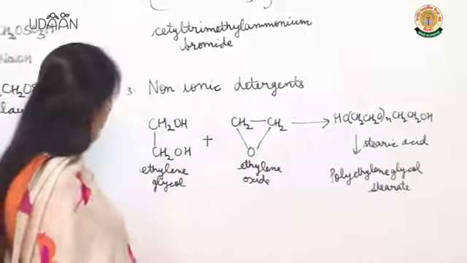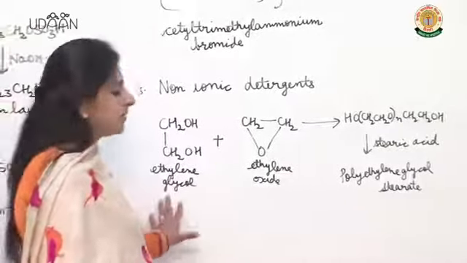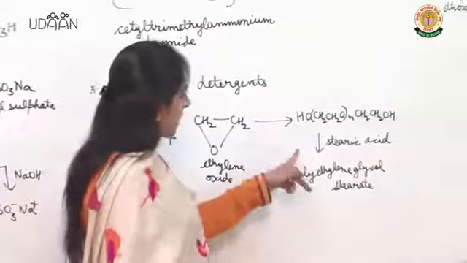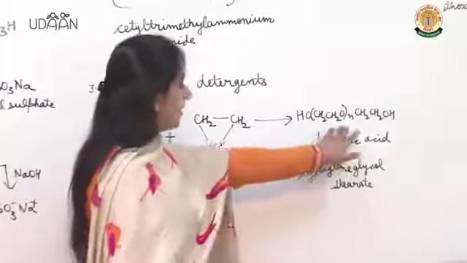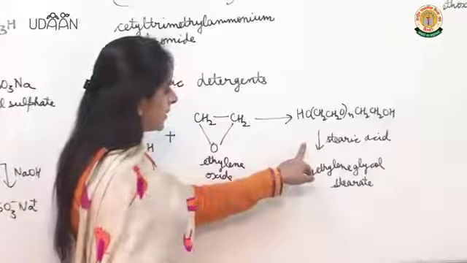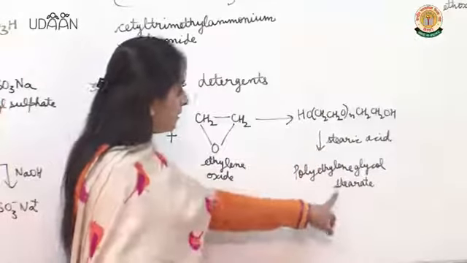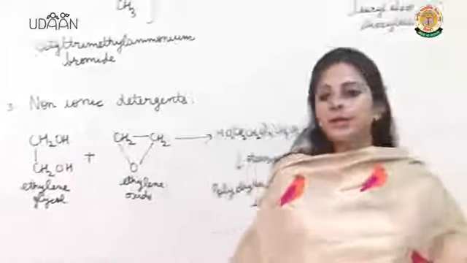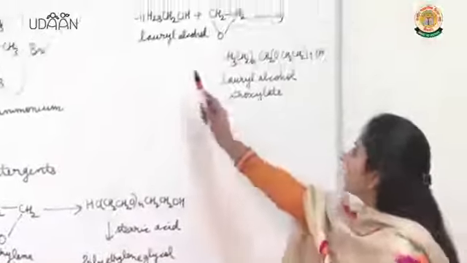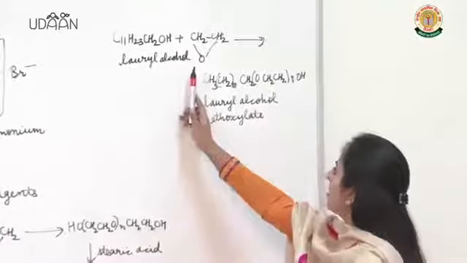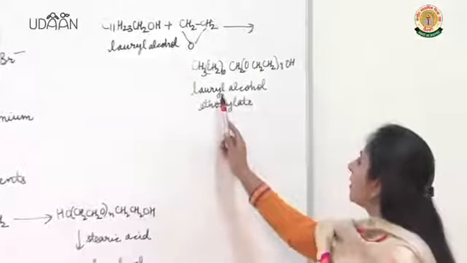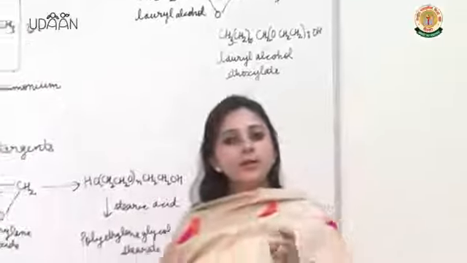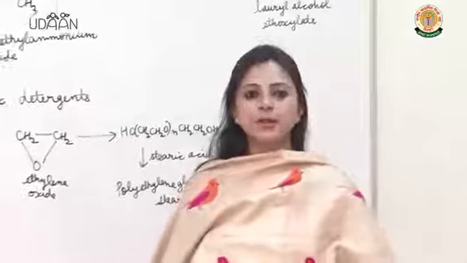Now how are they prepared? Ethylene glycol is reacted with ethylene oxide and it gives polyethylene glycol, which reacts with stearic acid to give polyethylene glycol stearate. Now, another method to prepare non-ionic detergent is we react lauryl alcohol with ethylene oxide and it forms lauryl alcohol ethoxylate.